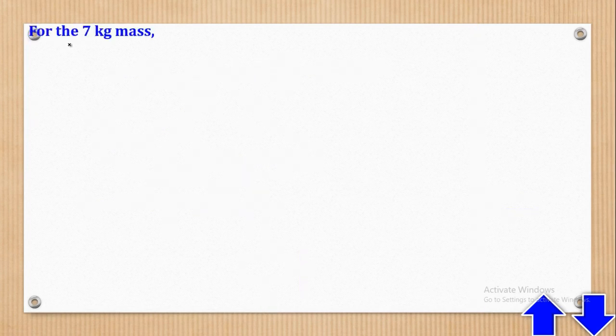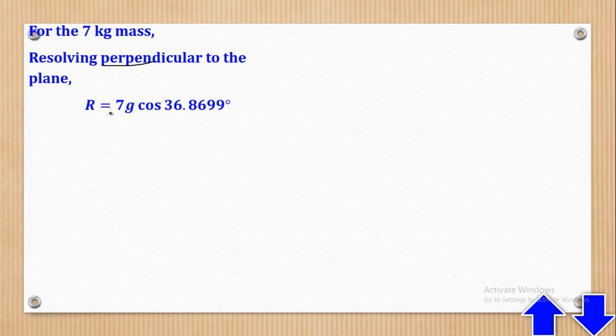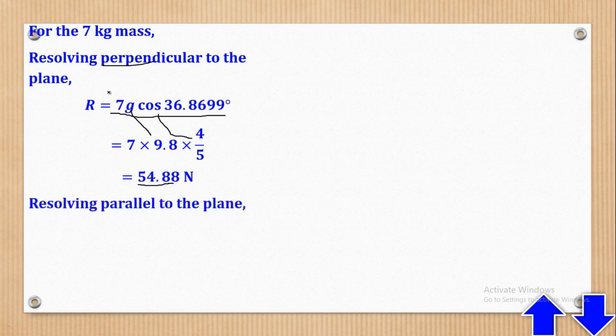So here we shall say that for the 7 kilogram mass, resolving perpendicular to the plane, we shall come up with R is equal to 7g cos 36.8699 degrees. But we know that g is 9.8, so we shall substitute for g and substitute for cos that. Cos that is the same as 4 over 5. So in the end, we shall come up with our R being equal to 54.88 newtons. So that was resolving perpendicular to the plane.